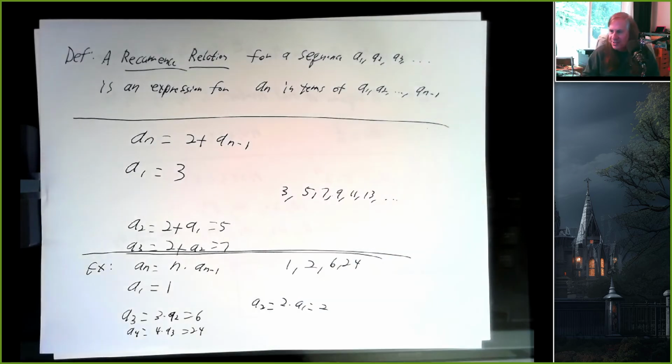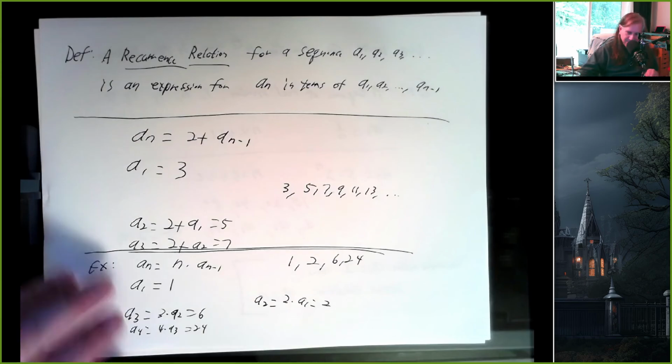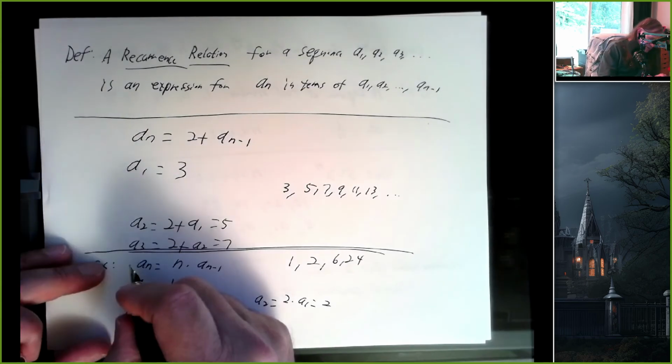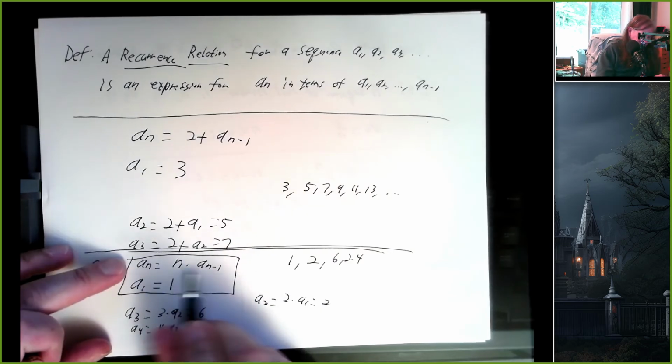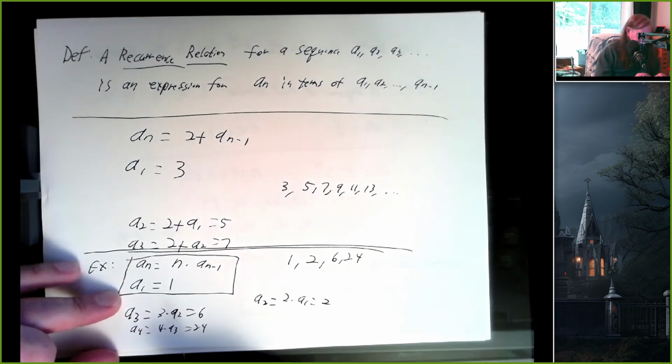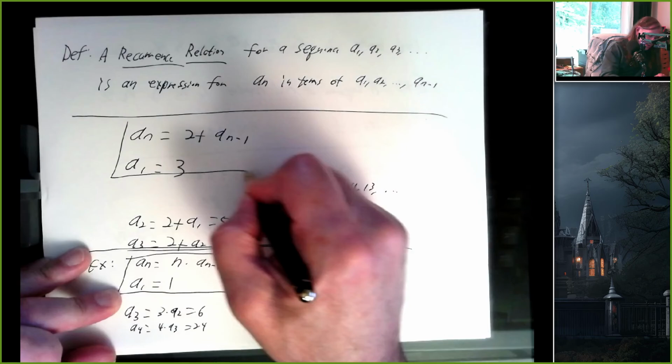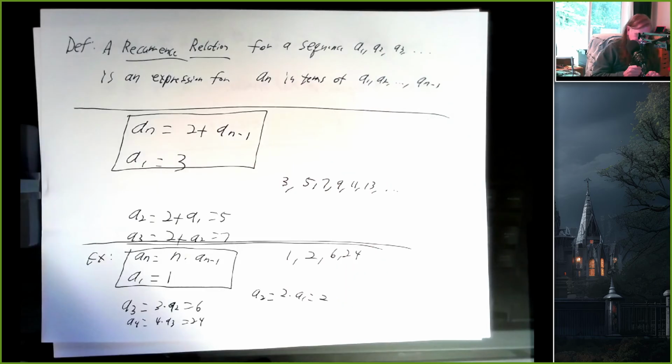So what are these things? You know the name for them? Yeah, these are factorials. Perfect. So this is a recurrence relation for factorials. It's got this relationship and it's got this initial condition. This was a recurrence relation for odd integers, 3 and bigger.